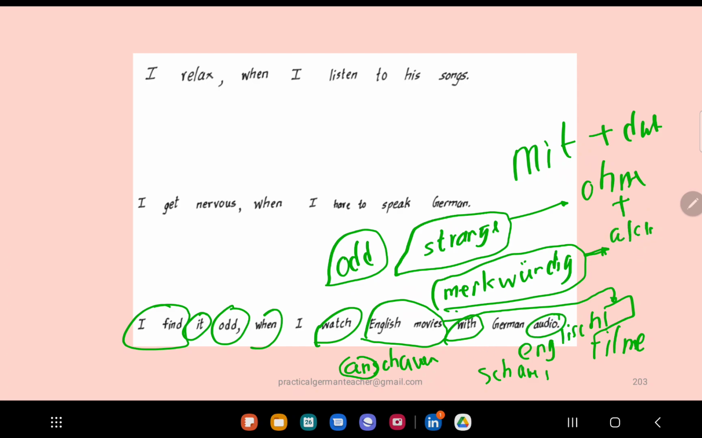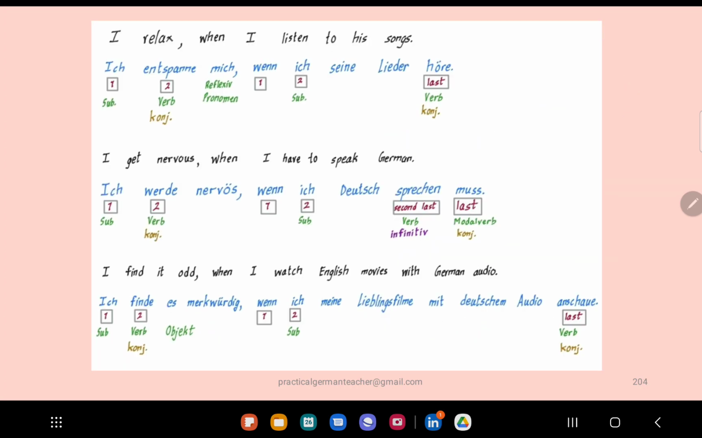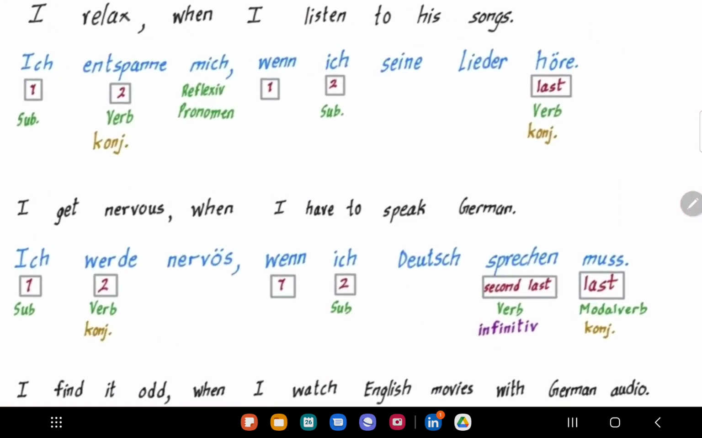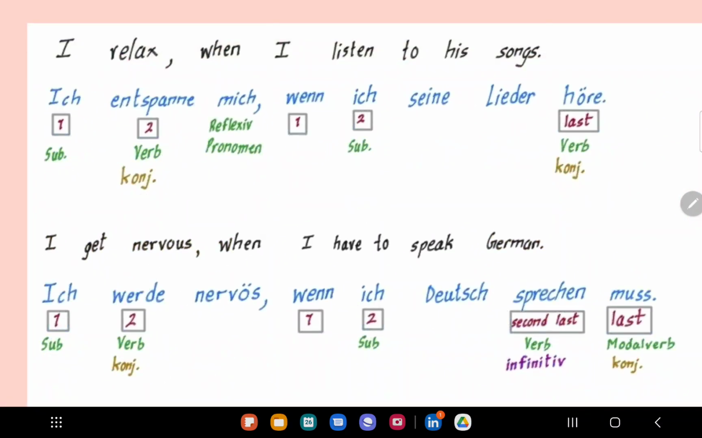How to say audio? You can just say audio, or you can say tone, but I think audio is correct. Tone is also correct, but tone has other meanings as well. Tone can also mean volume. Okay, let's look at the answers. So here are the answers. Let me zoom in.